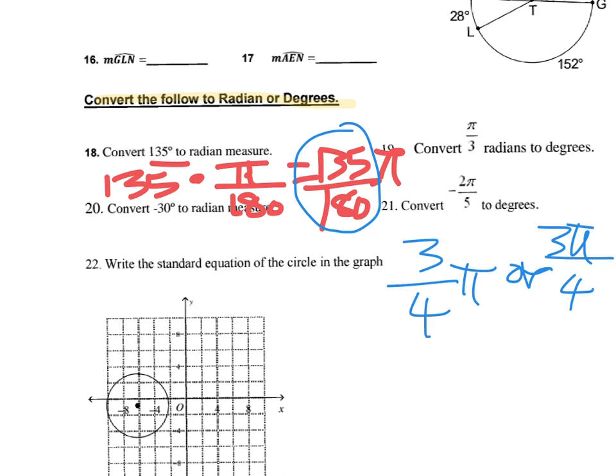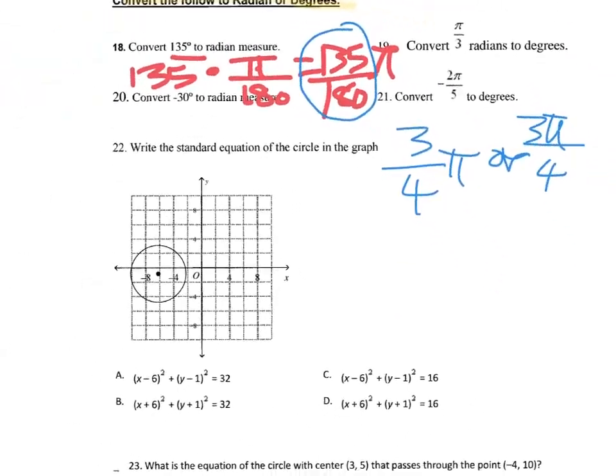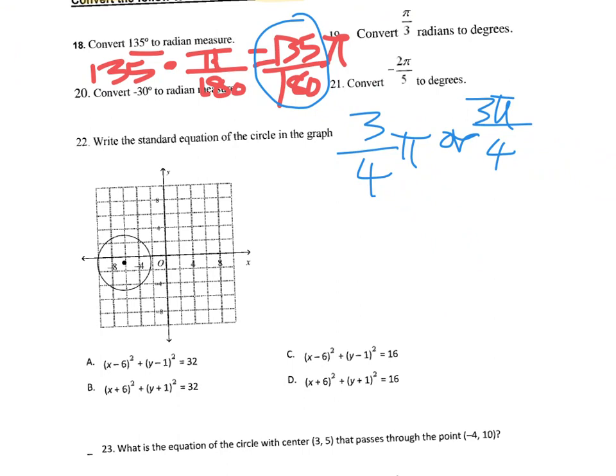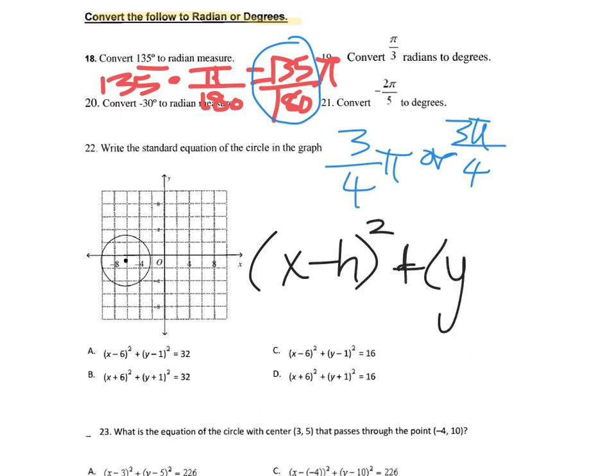Now, when you get to your equation, just remember the parts of the equation. Most of y'all did real well on this on the homeworks that were submitted so far. So just know how to make sure you put it in the form of (x minus h) squared plus (y minus k) squared equals radius squared. Your center is your h and your k, and your radius, you need to square it when you put it in the formula.